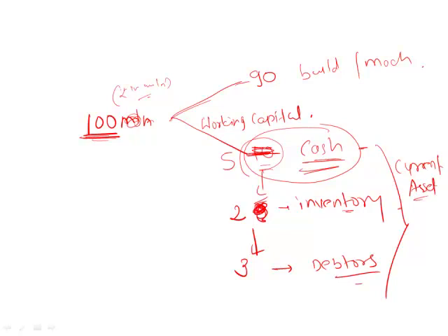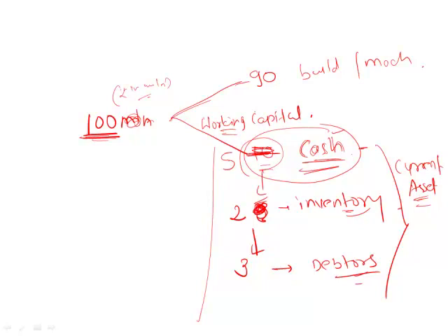Why? Because when I have a building, my intention is not to sell that building and earn money. My intention is to use that building. Whereas with these assets, my intention is to convert them into cash as quickly as possible. So cash, inventory and debtors are your current assets. So then can I say at this stage that working capital is nothing but my current assets? Working capital is nothing but my current assets.